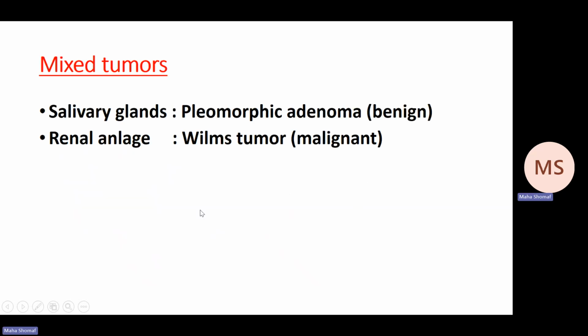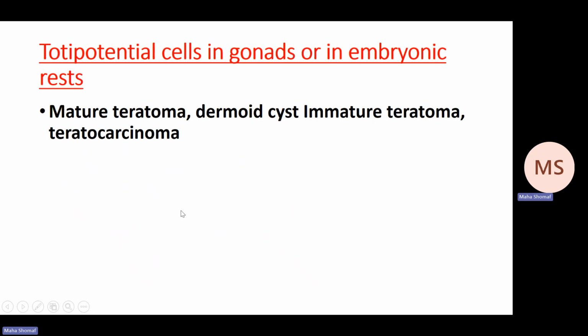Mixed tumors also can be malignant. Pleomorphic adenomas are the benign ones, while malignant tumors are called malignant mixed tumors. In the kidney, Wilms tumor is a malignant tumor arising in the kidney, and it is a type of mixed tumor containing different types of tissue.